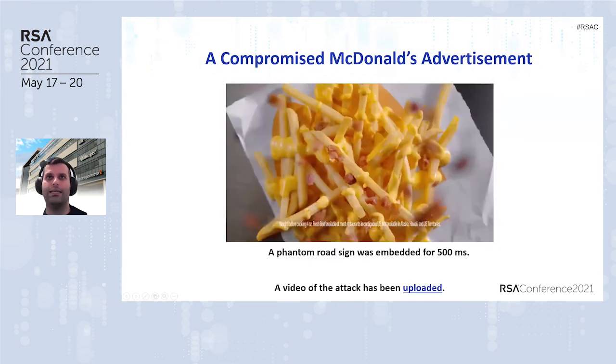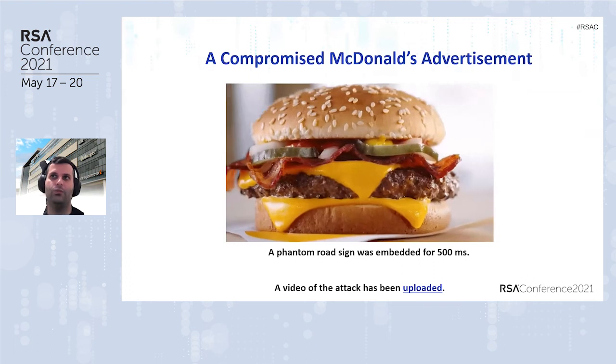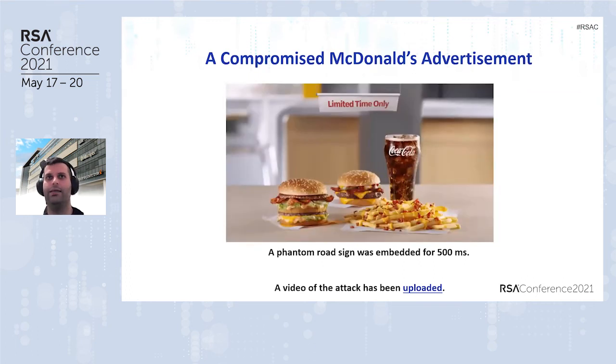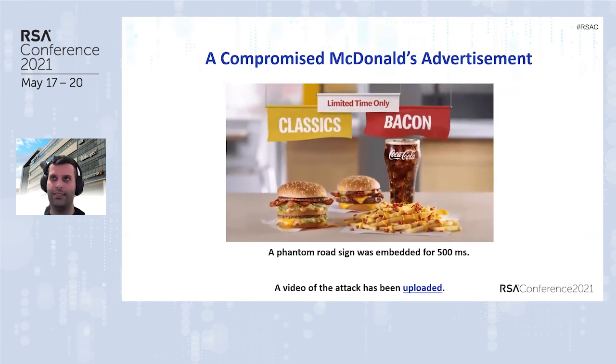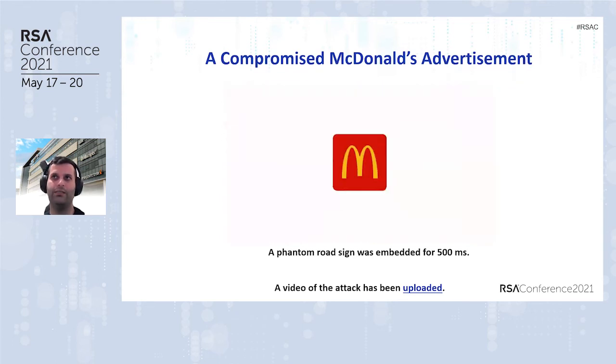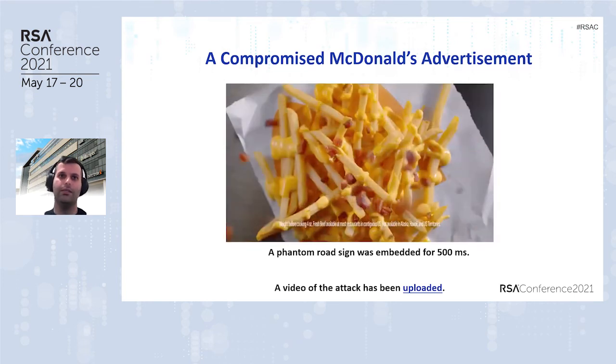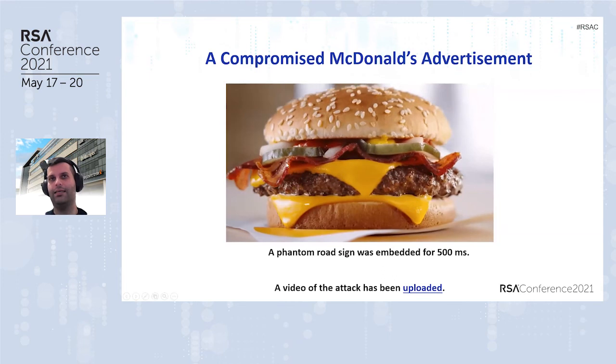This is a demonstration of the output of the algorithm. We took an arbitrary advertisement and embedded a stop sign into the advertisement according to the output of the algorithm. You can see the stop sign right now. It is being flashed for 500 milliseconds.